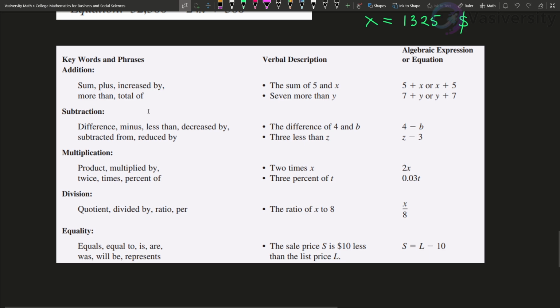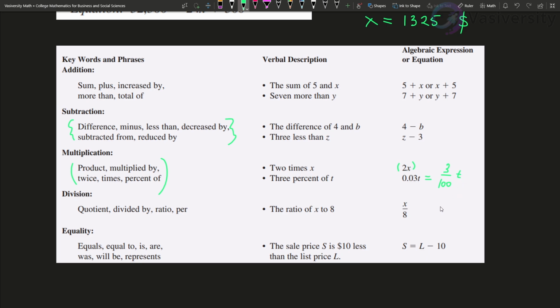Subtraction uses words such as difference, minus, less than, decreased by, subtracted from, reduced by. So the difference of 4 and b means 4 minus b. 3 less than z is z minus 3. Then product and multiplication: product, multiplied by, twice, times, percent of. So 2 times x is 2x. But 3% of t is the same as 0.03t. Percentage is 3 over 100, since we're always talking about out of 100%. So 3 over 100 t.